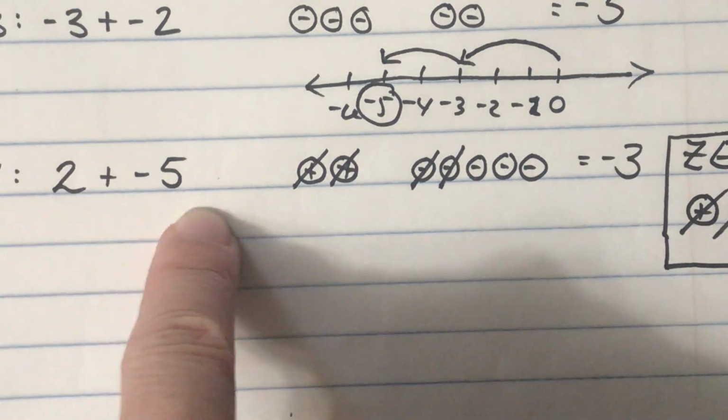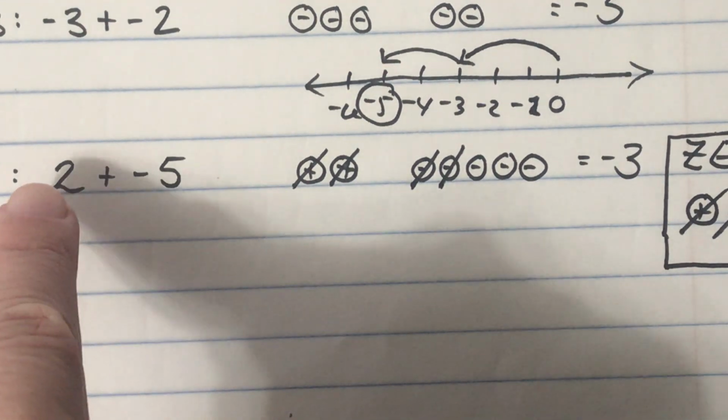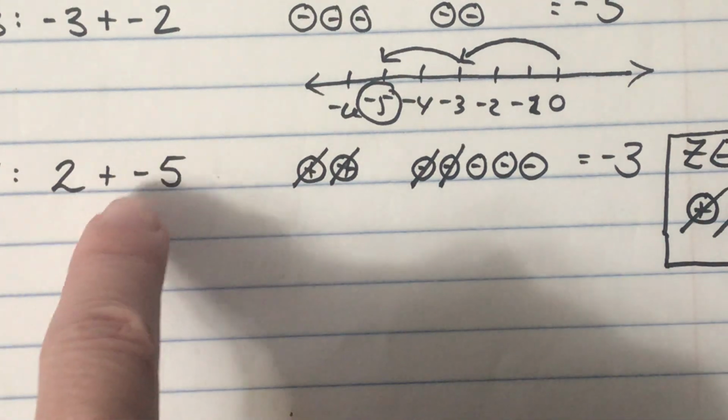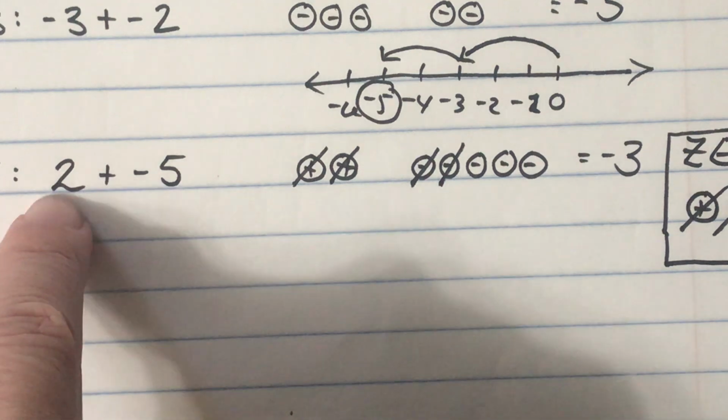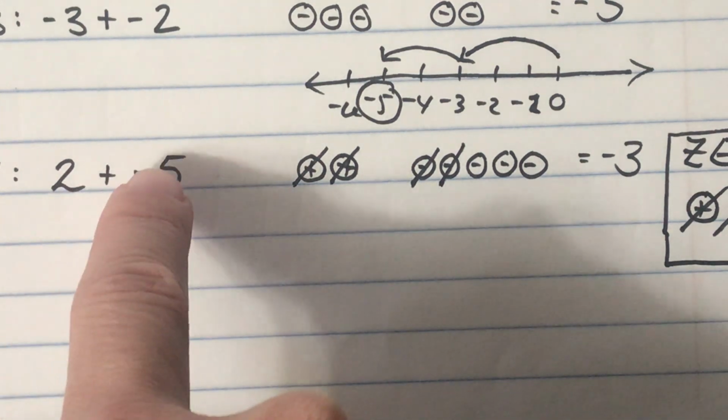Again, think about this in terms of money, and it might make a little more sense. If you have $2 in your bank, but then you go and you spend $5, well, you only had $2 in the bank and you went and spent $5.